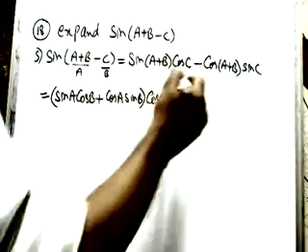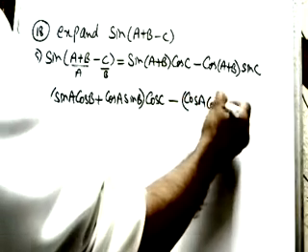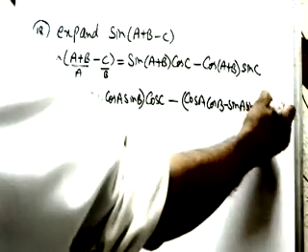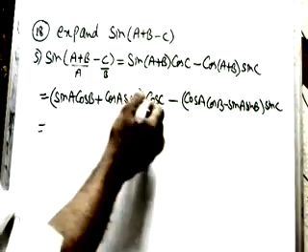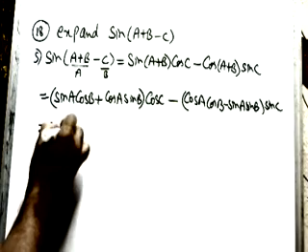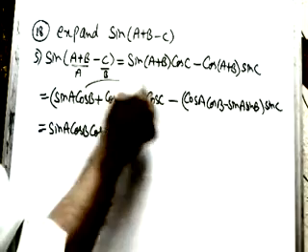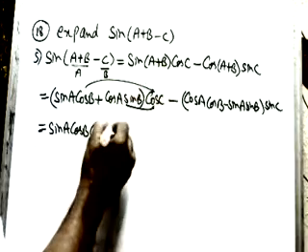Cos c minus, again we expand this cos a plus b. Cos a plus b is cos a cos b minus sine a sine b into sine c. Now let me multiply cos c into sine a cos b. Let me write alphabetical order: sine a cos b into cos c. This into this, again this into this.